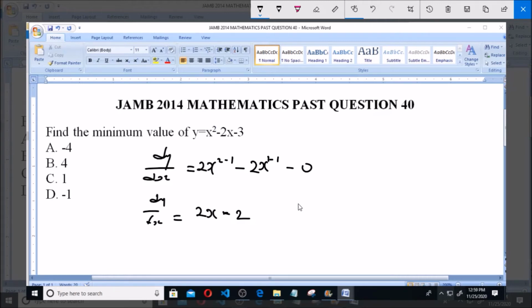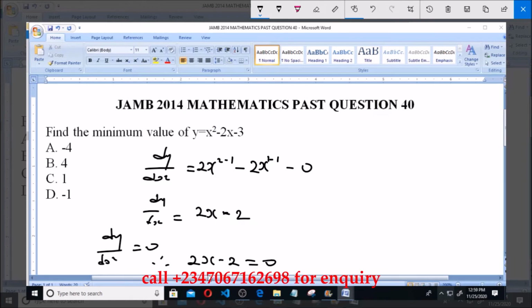Now let's say dy/dx is equals to 0. Therefore, we can now say that 2x minus 2 is equals to 0. So 2x is equals to 2. Now we can now say that x is equals to 2 over 2. So x is equals to 1.